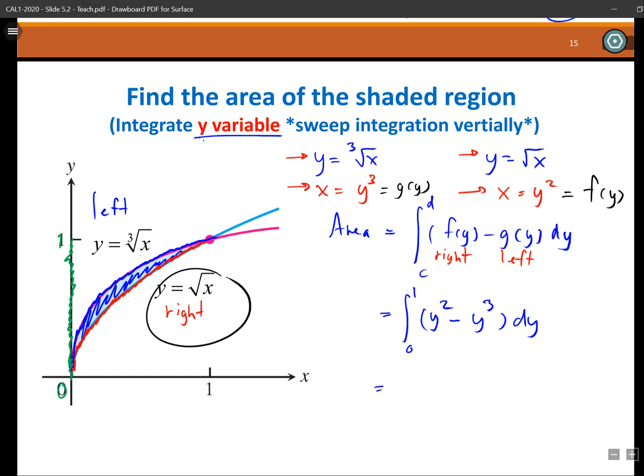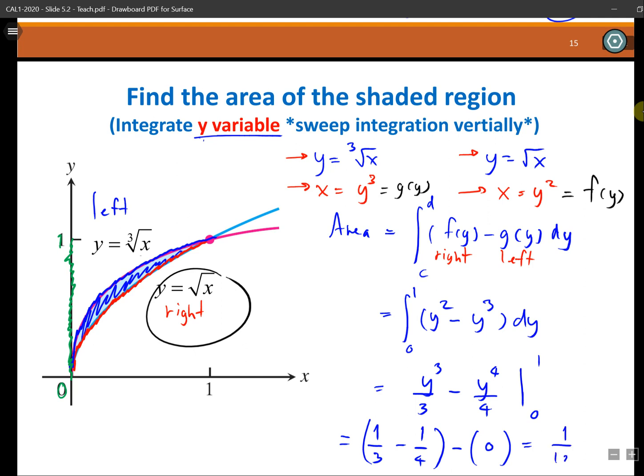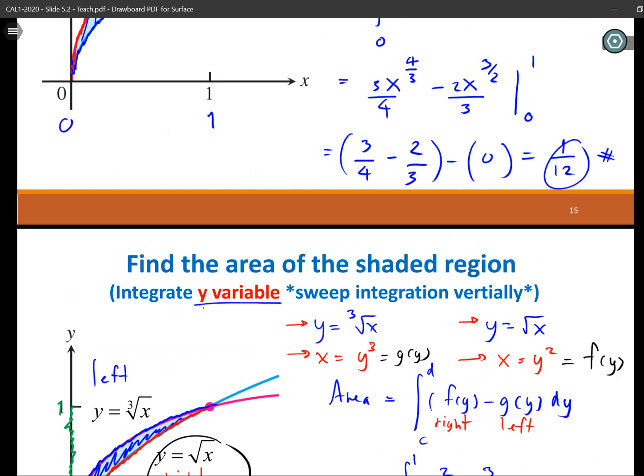After that, just integrate this normally. This becomes y cubed over 3 minus y to the 4th divided by 4. Evaluate at 0 and 1. So here we have 1 over 3 minus 1 over 4. Minus, 0 goes in, everything becomes 0. And in the end, you have 1 over 12, just like before. So it's the same area. The result should be the same, right?